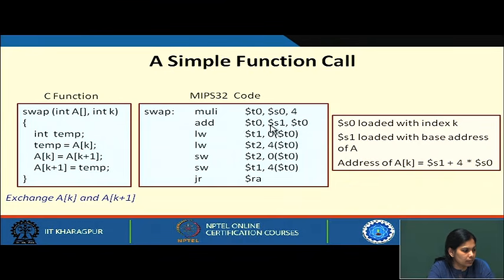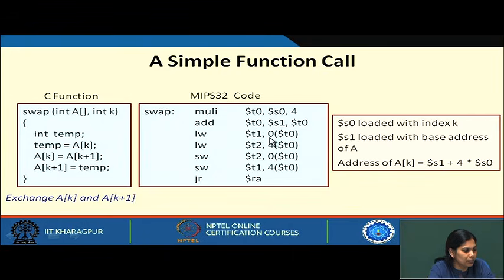So, we have this add T0 with S1, where we have loaded the base address, and that is what is in T0. So, T0 of 0 means the first word; depending on the value of k, that particular word will be loaded in T1 and the next word will be loaded in T2. Now, we simply have to store this particular word in this location and this particular word in the next location. So, this is what we have done.